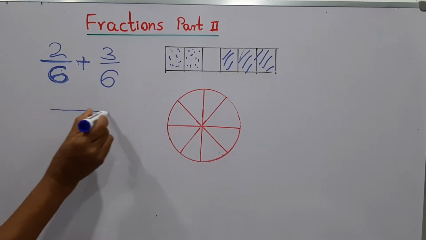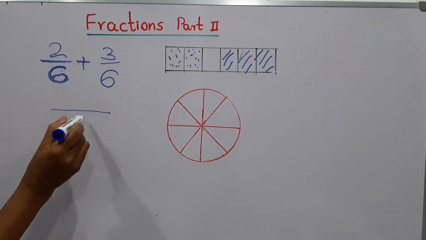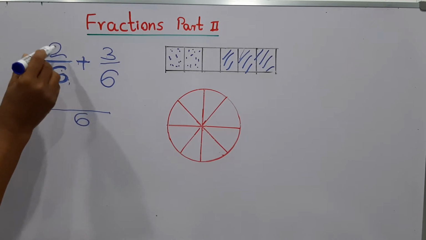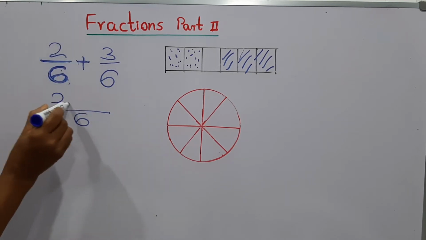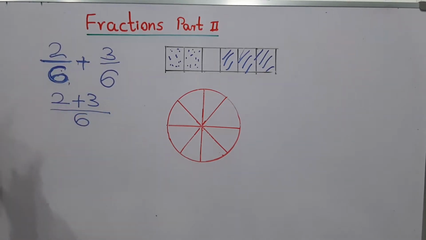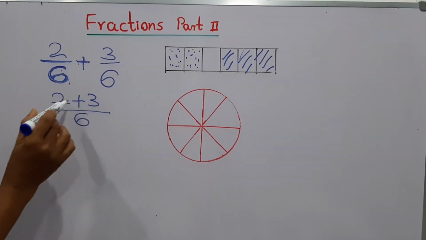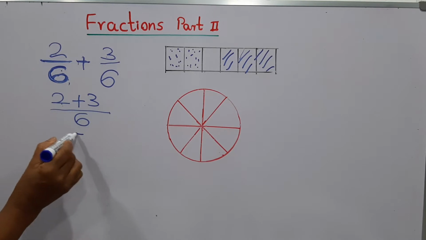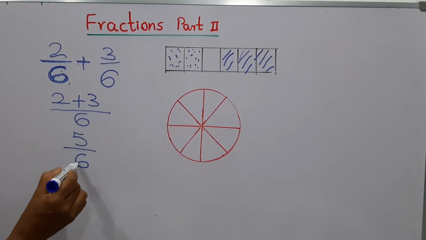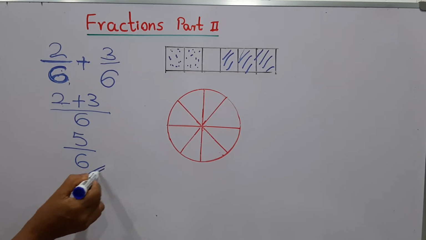Then next step is draw the line. Under the line write the denominator. Then we are writing 2 numerators, 2 plus 3. These 2 numerators I wrote now. Now I am going to add these 2. 2 add 3, 5. That is numerator. Denominator is 6. This is the fraction.